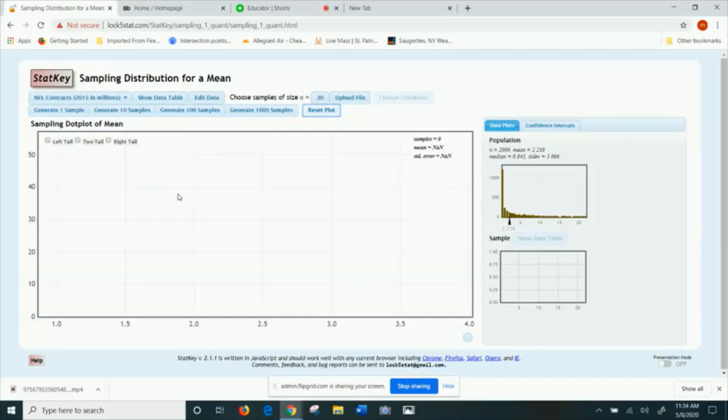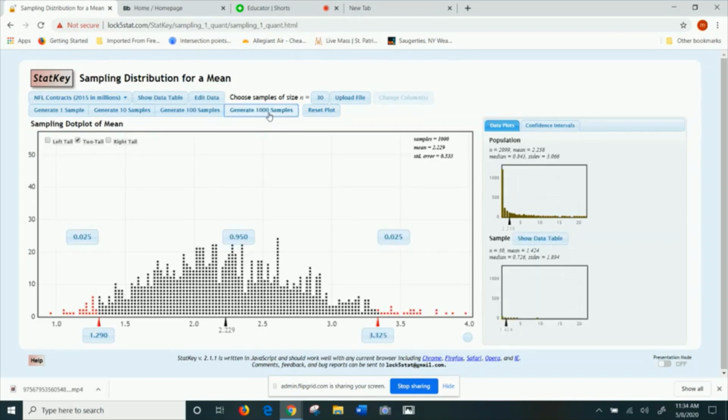I'd like to provide you with another visual for exercise 4 on page 466. Going back to our NFL contracts, and if I generate 1,000 samples, what we have here is 1,000 dots, and in red here we've got 25 dots in the left tail that are crossed off, and 25 dots on the right tail that are crossed off. The only time you use this crossing off of the dots is when the actual statistics measurements are not given.